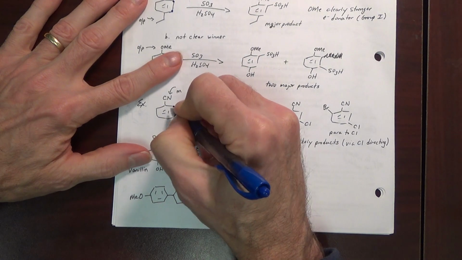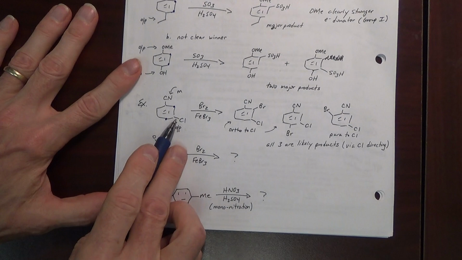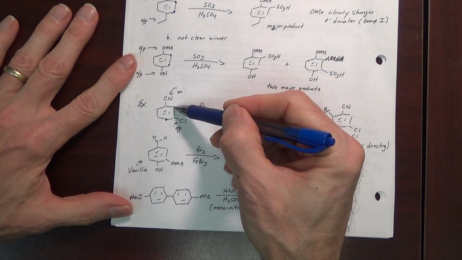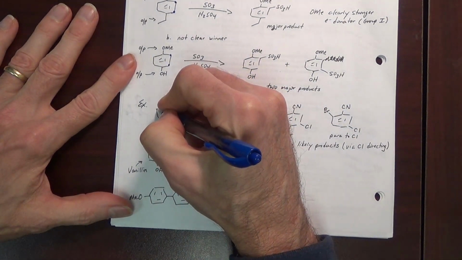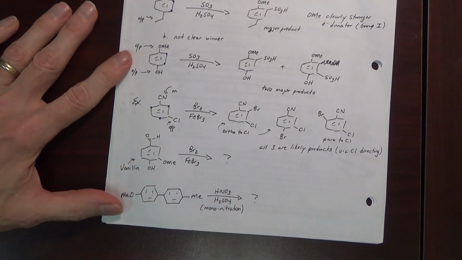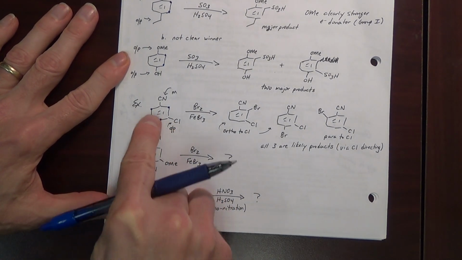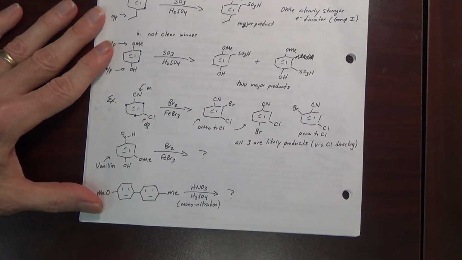We have 2 different ortho sites because they're not the same. There's no symmetry this way. This ortho site is next to the cyano group, this one is not. We also have the para. So there's actually 3 different positions that this chlorine is directing towards. I show those products here.